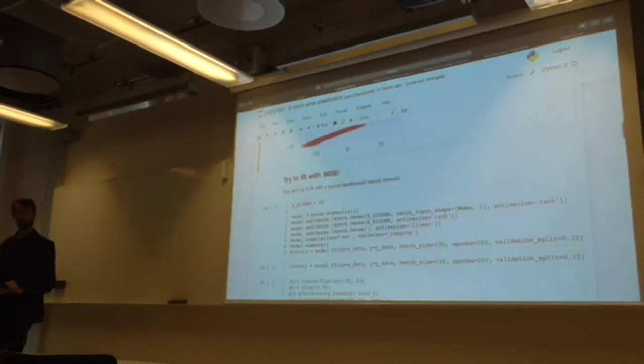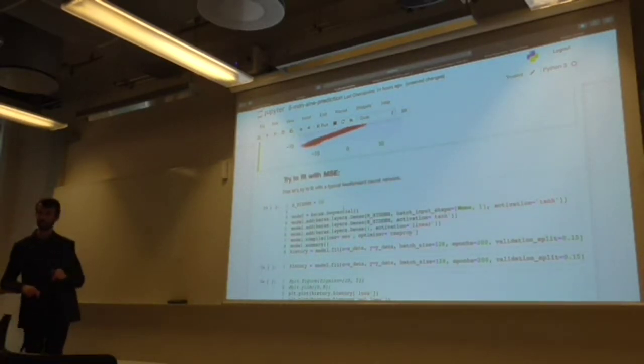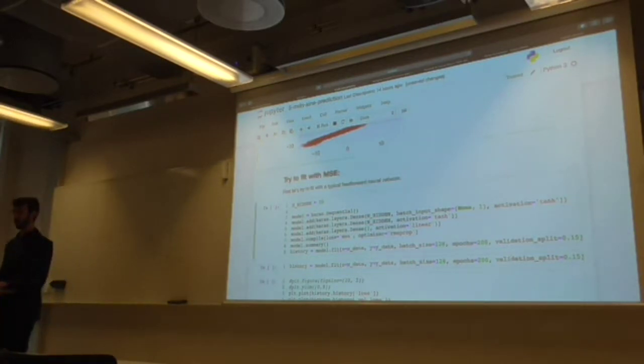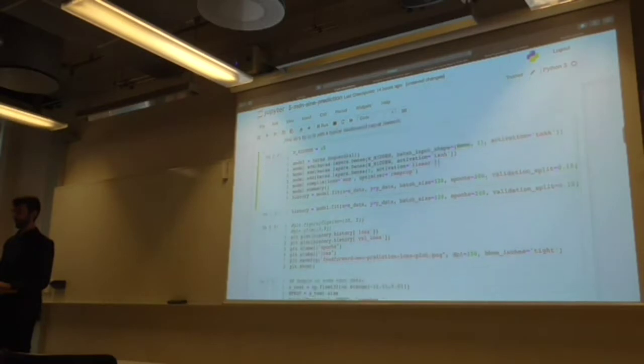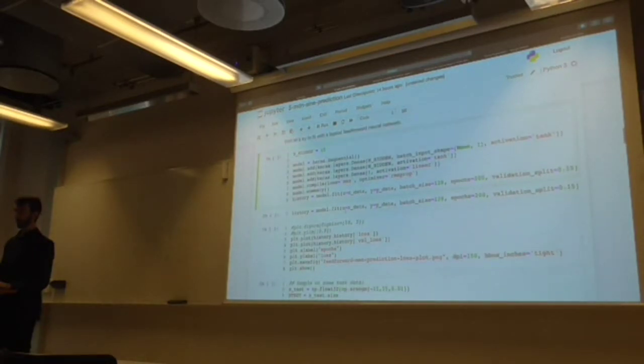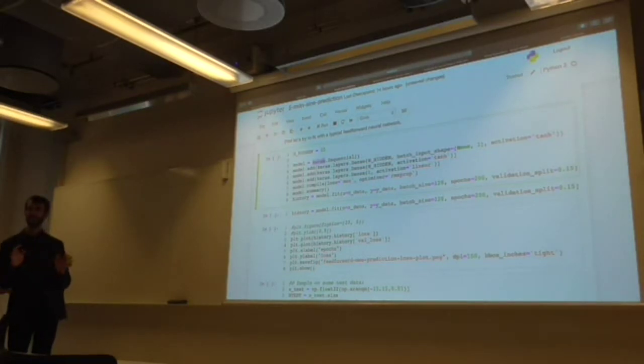Now we're going to try to fit this with an MSE. Basically, this example is taken straight from Bishop's paper, so it's not like I invented this. Lots of other people on the internet have given this, but I'm giving it to you today. So we're going to try to fit this with a typical feed-forward neural network. This is going to be, I guess, as standard as I could think of.